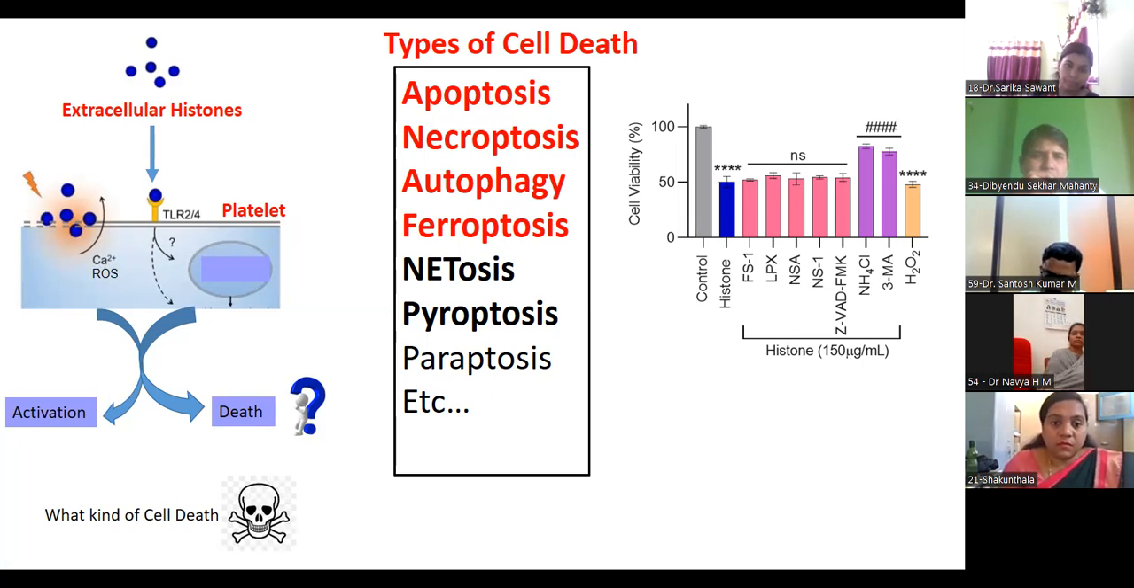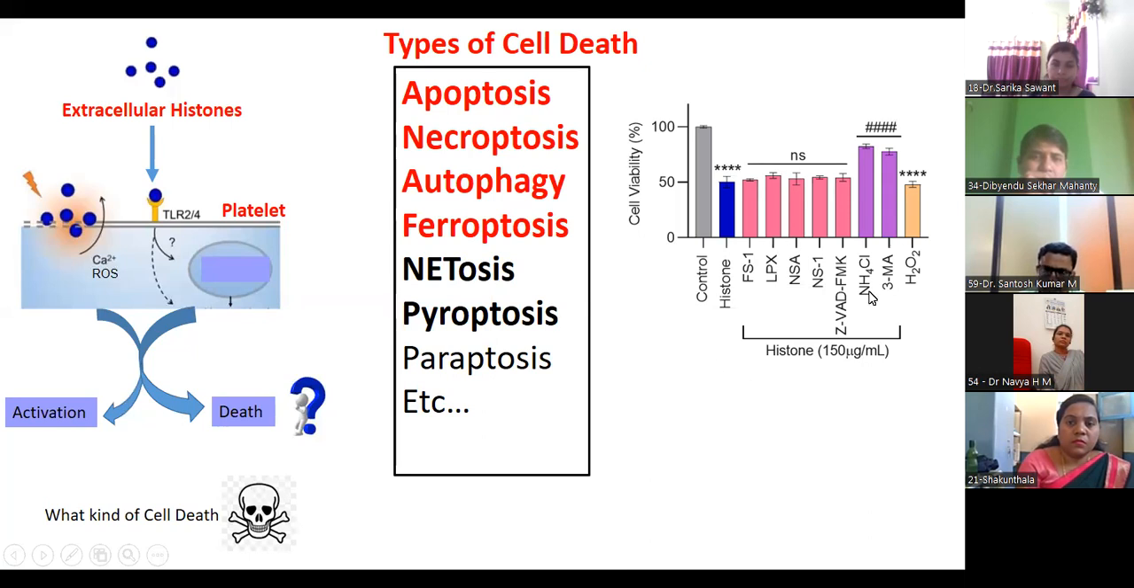In order to confirm this, we used inhibitors of different cell death. For example, FS1 and LPX1, these two are inhibitors of ferroptosis. NSA and NS1, these two are inhibitors of necroptosis. ZVAD-FMK is a pan-caspase inhibitor, and we can consider this as an inhibitor of apoptosis. Ammonium chloride and 3-MA are the inhibitors of autophagy, and we used H2O2, hydrogen peroxide, as a positive control.